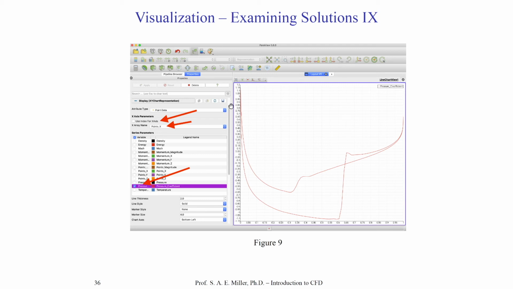On the y-axis, you'll have, of course, the dependent variables. Here are the series parameters. These are the dependent variables on the y-axis. We want to uncheck everything. We could just click the minus sign to uncheck everything initially, and we could go down and click pressure coefficient.